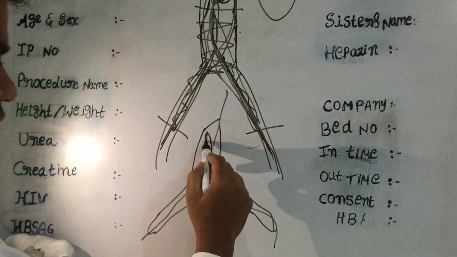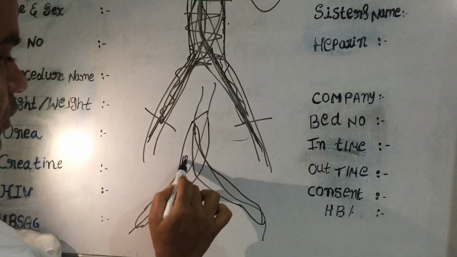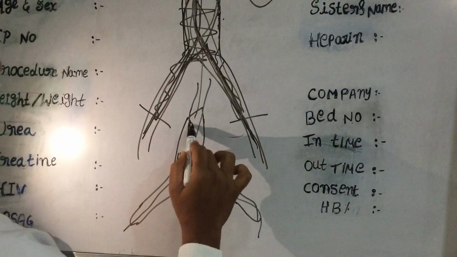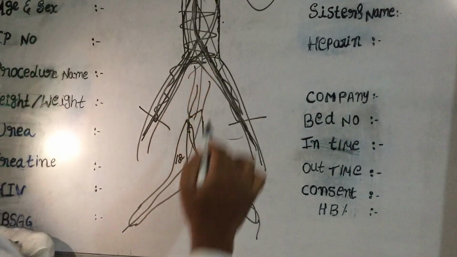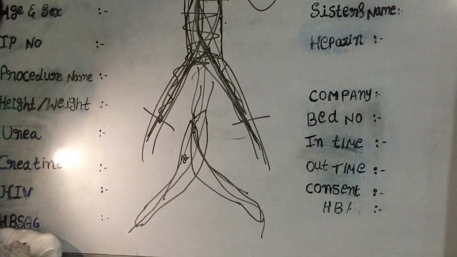Once you have punctured, you can push the first balloon up, and then the wire gets pulled up into the lumen, and then you can do your kissing balloon and the stenting.